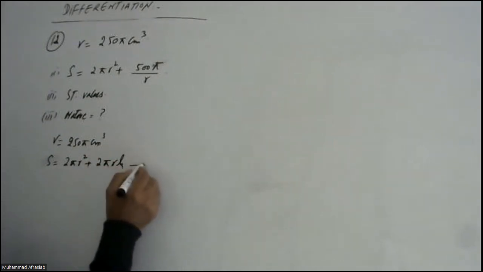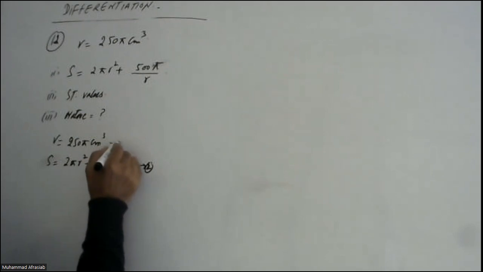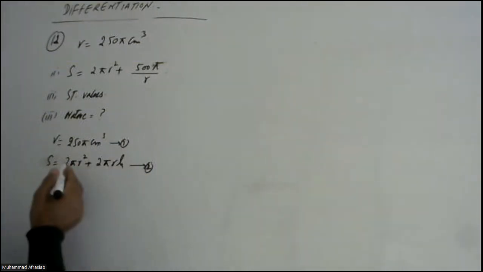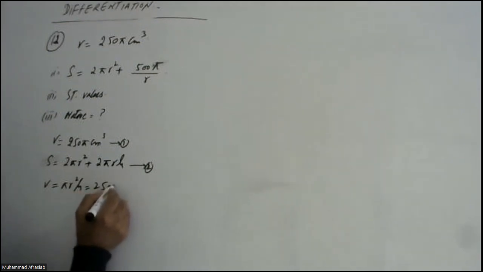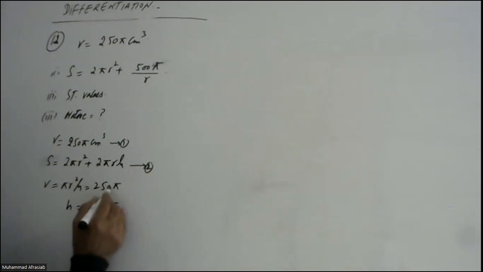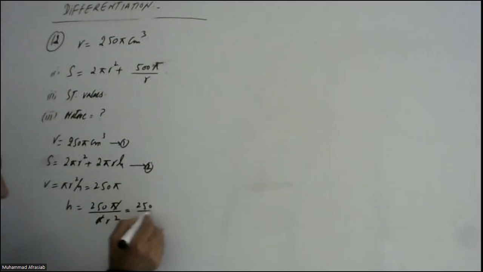But the volume of this circular cylinder is basically equal to pi r square h, that is equal to V, and that is equal to 250 pi. Then h will be equal to 250 pi over pi r square. This pi and pi cancel out. So that is equal to 250 over r square.